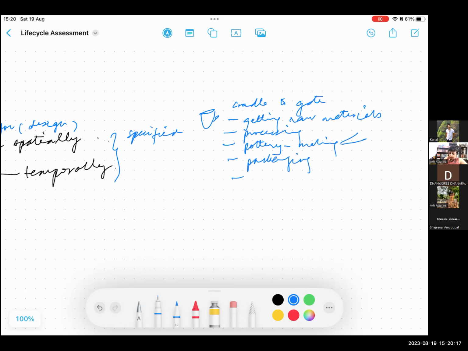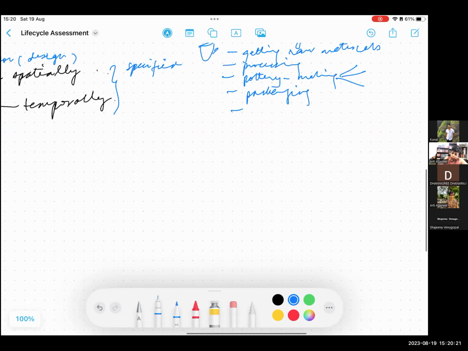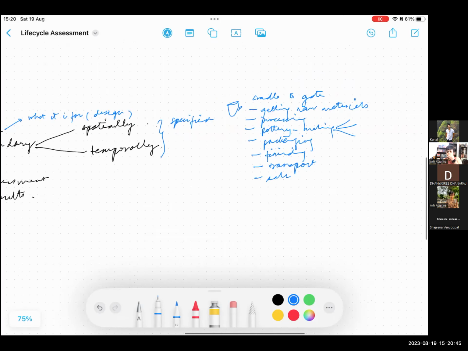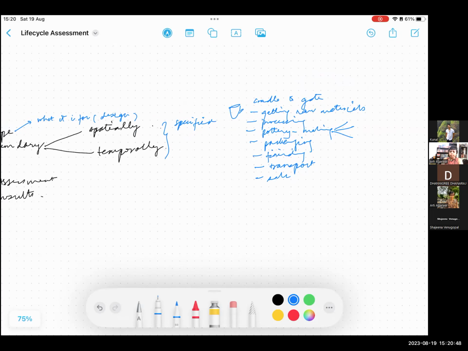Pottery making itself will have several steps, of course, then packaging, then finishing, for example. There may be something else on top of packaging which you need to do for readying it for transport, and then transport, and finally sale, right? So this is cradle to gate, meaning gate of the user who's going to use it.